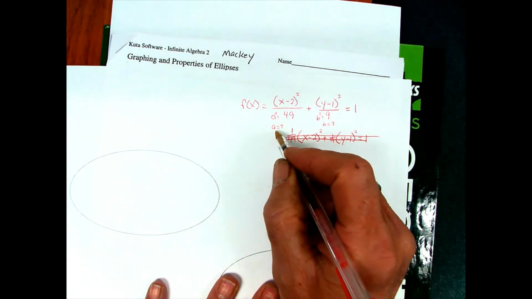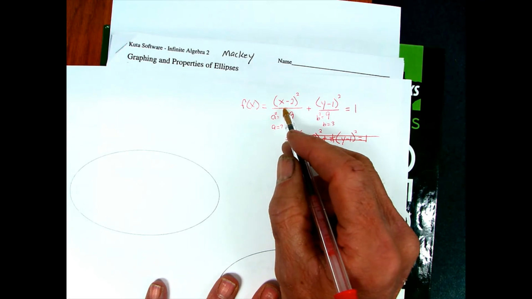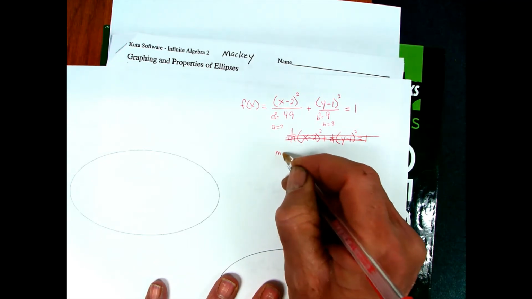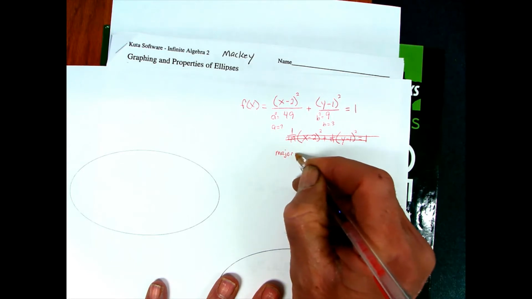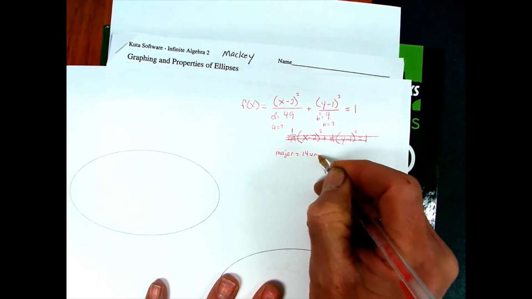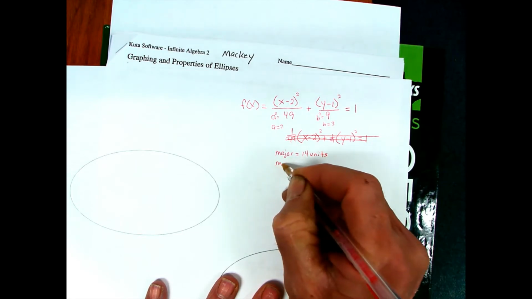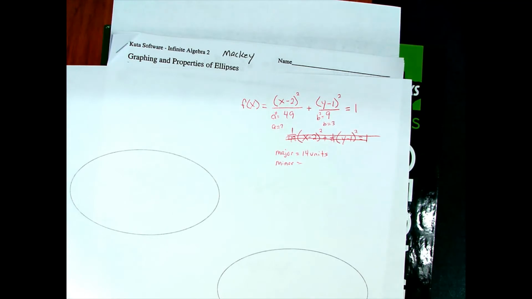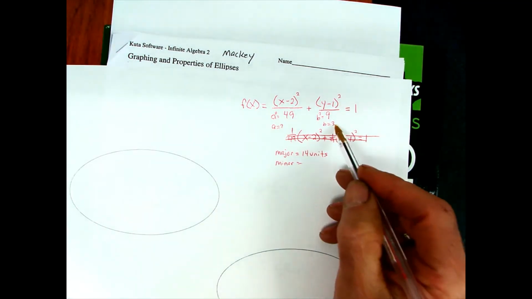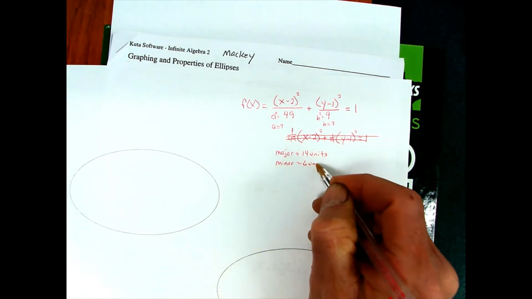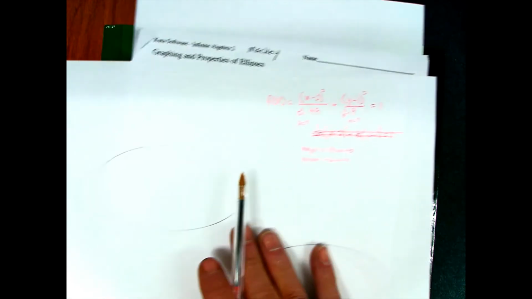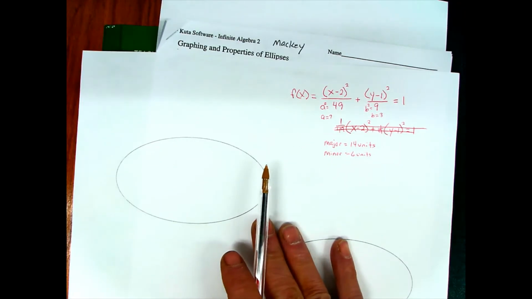The major axis, the one going in the x direction, left and right, will be twice that much. So the major axis is 14 units long, 2 times 7. The minor axis, in this case it's in the y direction, up and down, it's 2 times that, so it's 6 units. We're going to use these numbers again in just a moment when we calculate the foci.